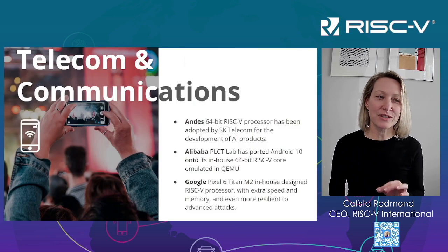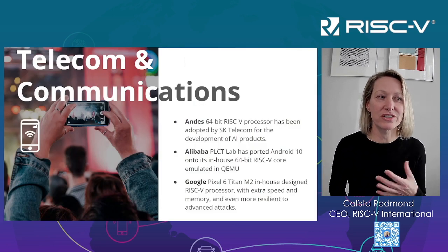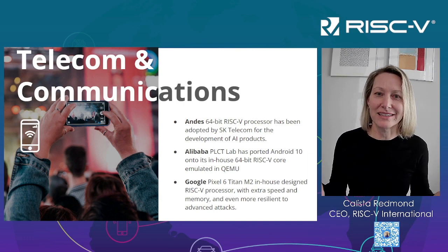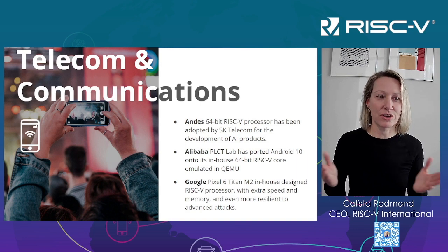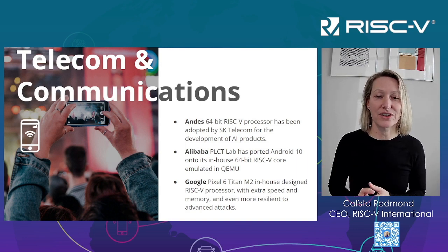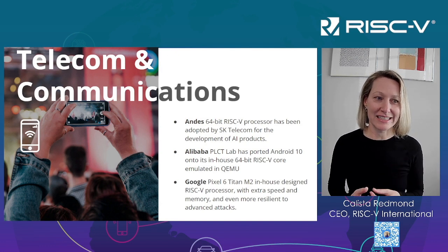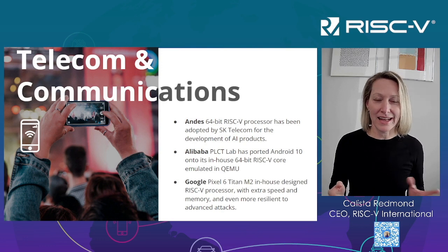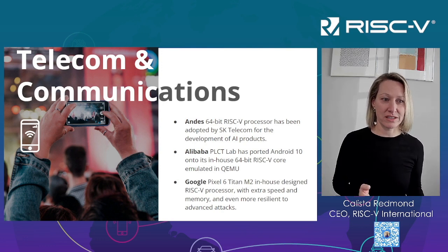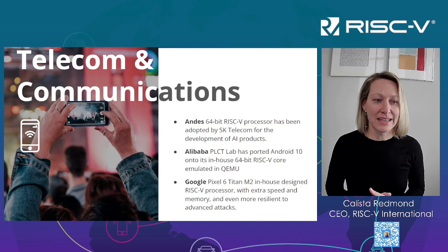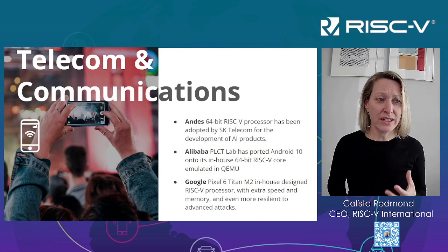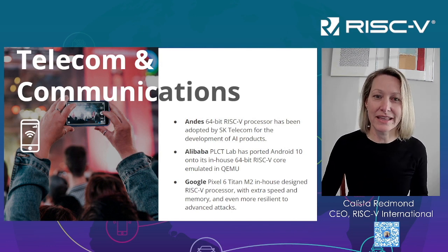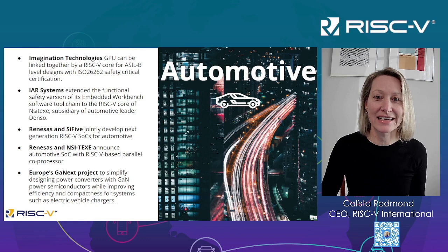We are continuing to see this grow in telecom communications. 5G has unleashed an avalanche of design possibilities. There are so many microprocessors that go into just a cell phone as well as the other connected devices. The Andes 64-bit RISC-V processor has been adopted by SK Telecom. Alibaba has ported Android to RISC-V, and Google is using RISC-V in their in-house processor specifically for security and making things more resilient against advanced attacks.